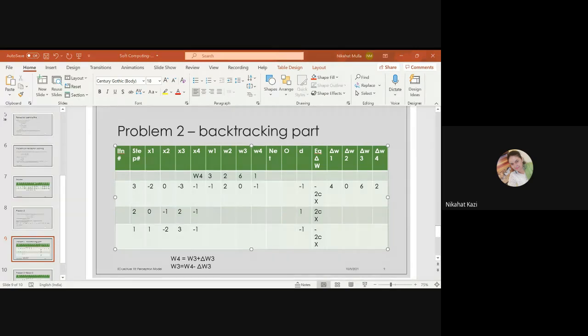Next, you have W3 with you. Now you have the second input pattern. What do you need to compute? Delta W2. First you will compute delta W2, because you will get W2 by rearranging that equation for W3. That means below this you will have more equations.